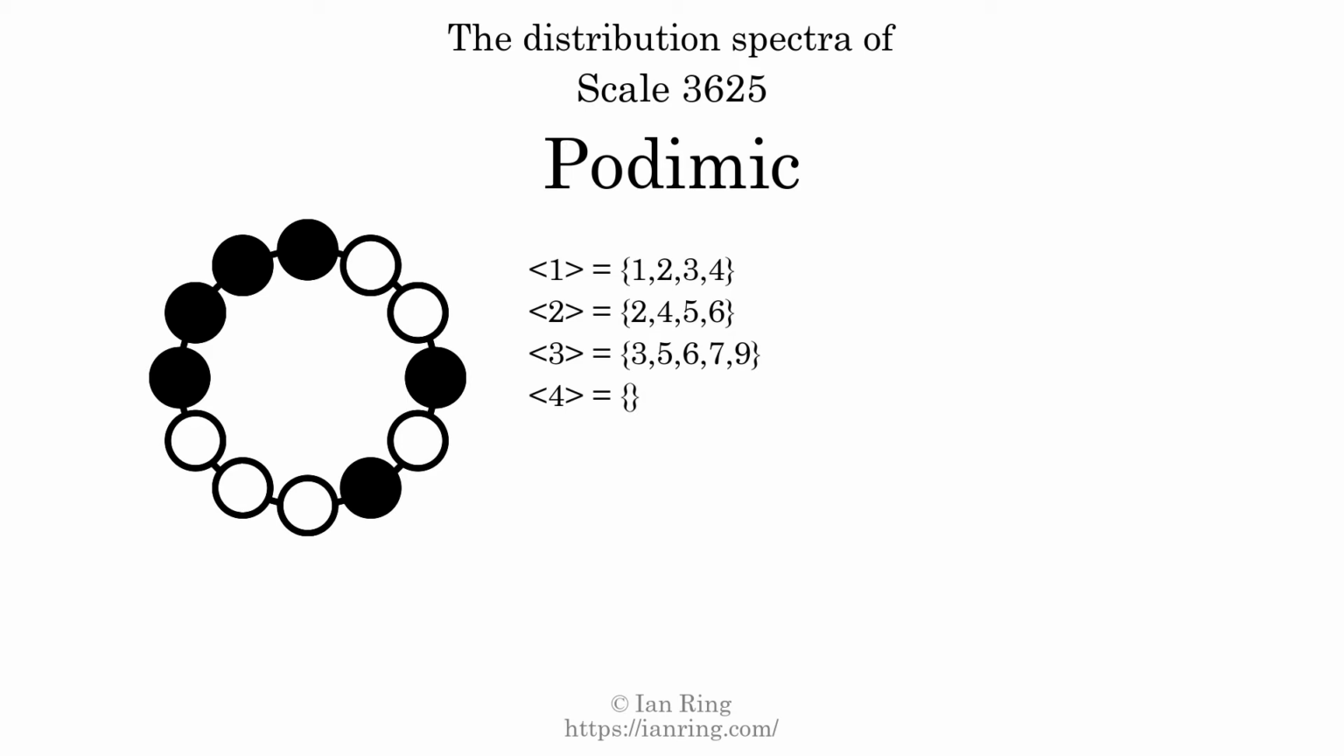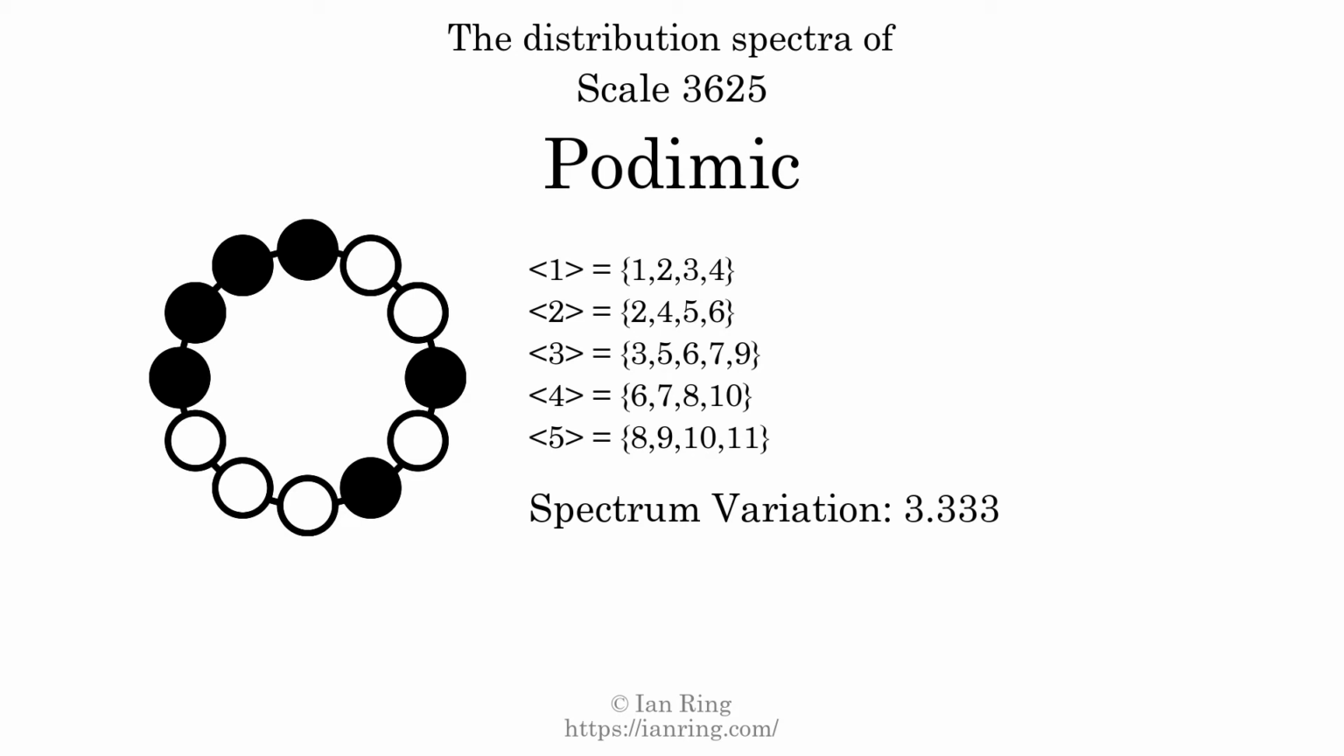The generic interval of 4 scale steps comes in 4 different specific interval sizes: 6 semitones, 7 semitones, 8 semitones, and 10 semitones. The spectrum width of this generic interval is 4. And finally, the generic interval of 5 scale steps comes in 4 different specific interval sizes: 8 semitones, 9 semitones, 10 semitones, and 11 semitones. The spectrum width of this generic interval is 3. The spectrum variation is the sum of all the widths, divided by the number of tones.